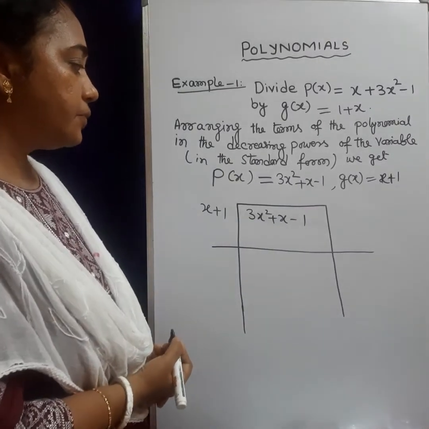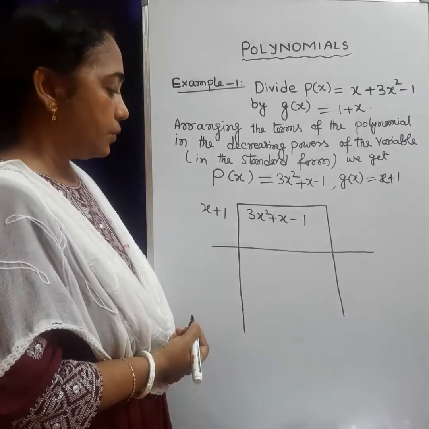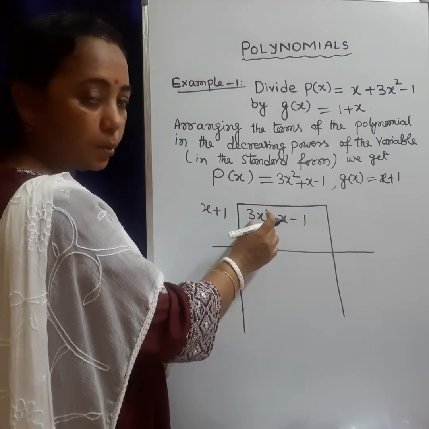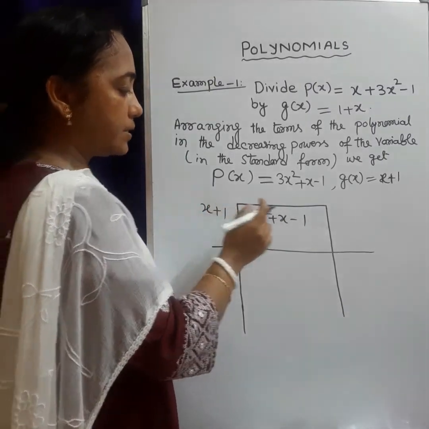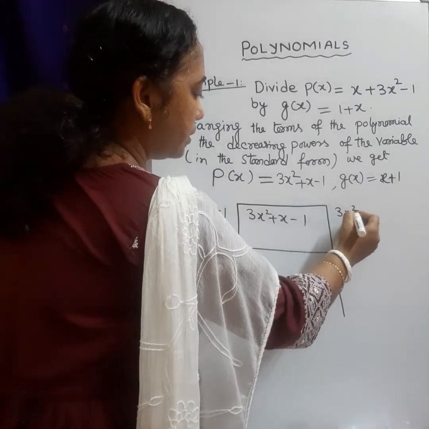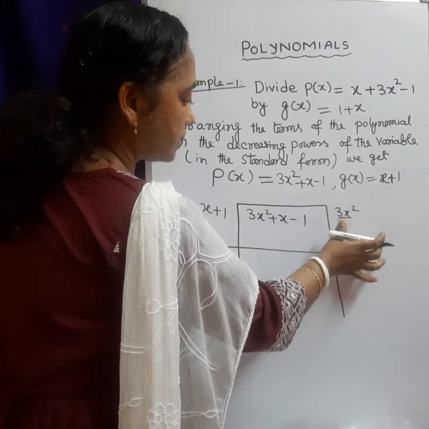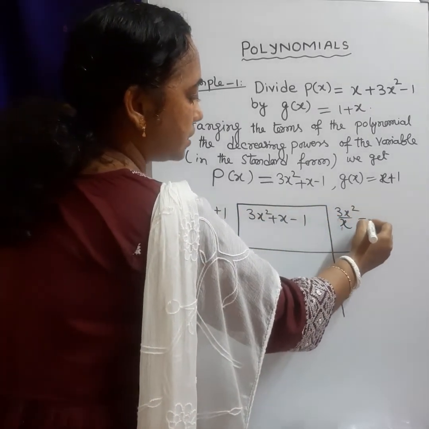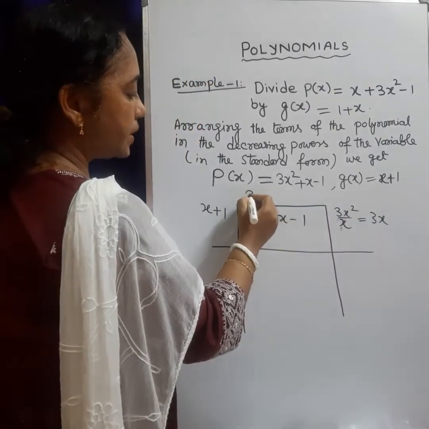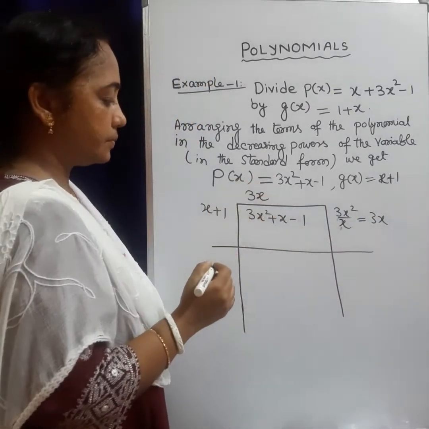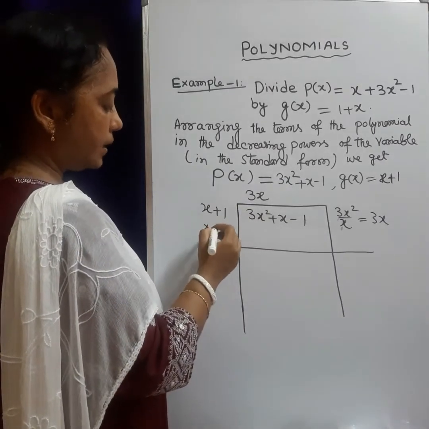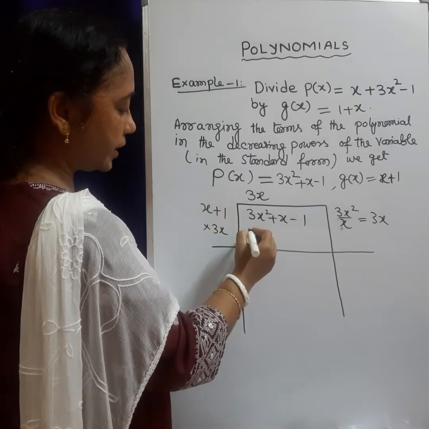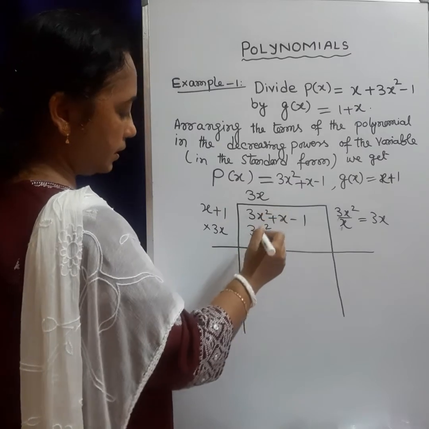Now, to get the first quotient, first we need to divide the highest degree term of the dividend by the highest degree term of the divisor. That means if we divide 3x² by x, here x is the highest degree term of the divisor, we get here 3x, which will be the first term of the quotient. Now we need to multiply this first term of the quotient with the divisor. So whatever the product we get here, we will subtract from the dividend.